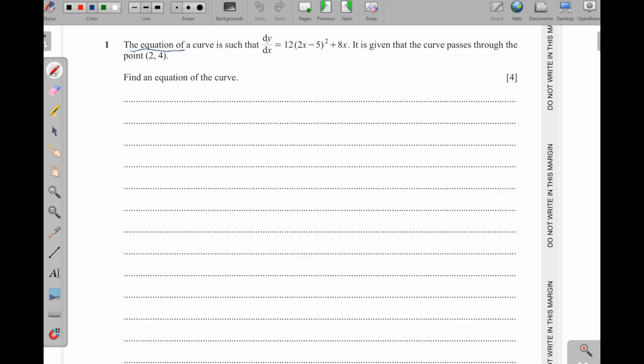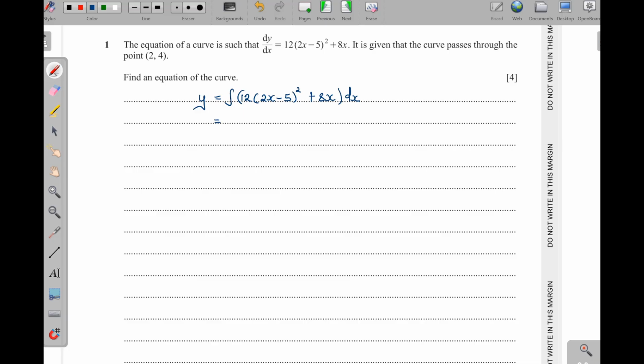The equation of a curve is such that dy/dx is equal to this expression. It is given that the curve passes through the point (2, 4). Find the equation of the curve. Of course, here we are supposed to integrate, so y is going to be equal to the integral of dy/dx. So this will be 12 times (2x minus 5) squared, plus 8x, dx.